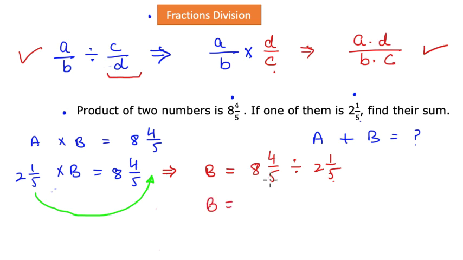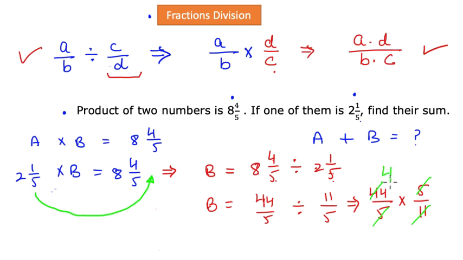Let's convert this to an improper form. 8 times 5 is 40 plus 4 will be 44 over 5, divided by 5 times 2 is 10 plus 1 is 11 over 5. Now I can convert this division problem into a multiplication problem by rewriting the dividend as it is, a multiplication sign, and then the inverse of the divisor, which becomes 5 over 11. Now you see it's quite easy. The 5 cancels and 11 divides 44, since 11 times 4 is 44.